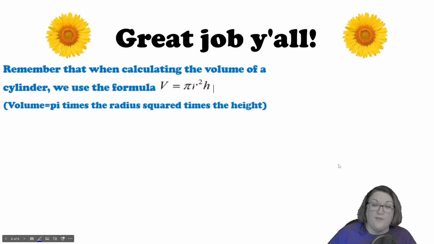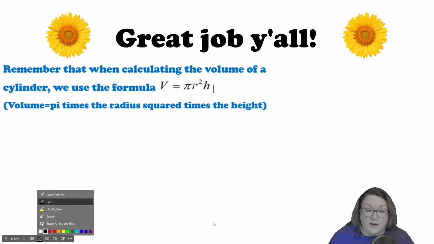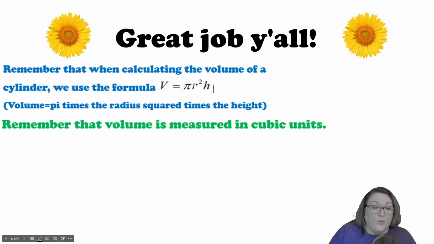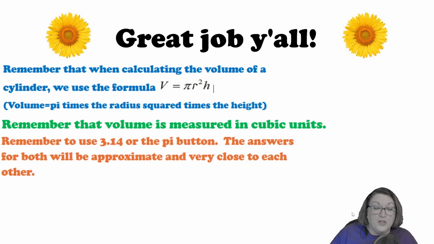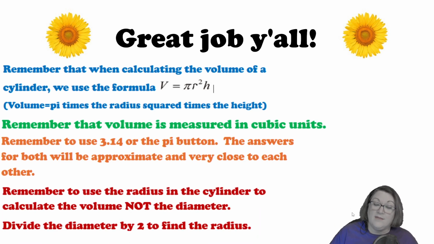Remember that when calculating the volume of a cylinder, we use the formula volume equals pi times the radius squared times the height. Okay. Remember that the volume is measured in cubic units because we're measuring three-dimensional shapes and we're measuring the space inside of them. Remember to use 3.14 or the pi button. The answers for both will be approximate and very close to each other. And then remember to use the radius in the cylinder to calculate the volume, not the diameter. Divide the diameter by 2 to find the radius. And that's all for finding the volume of cylinders.